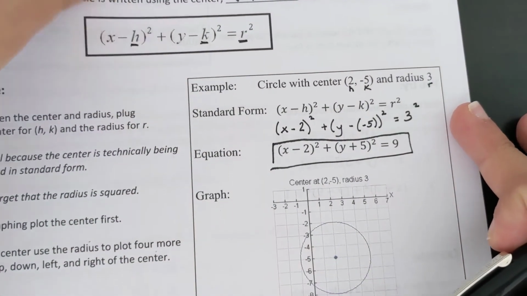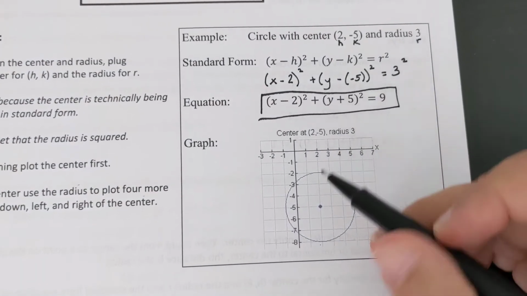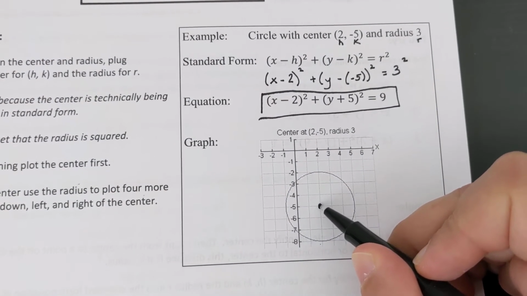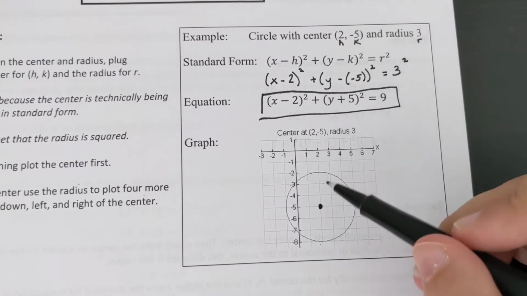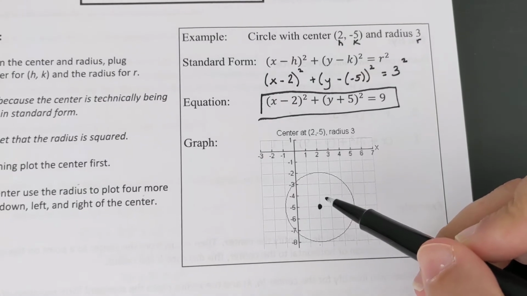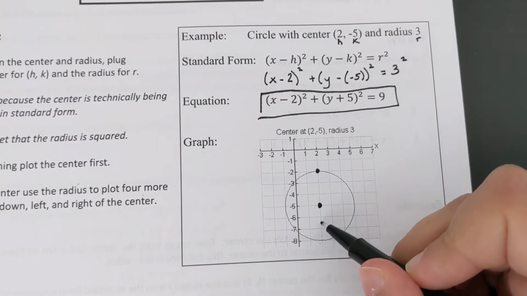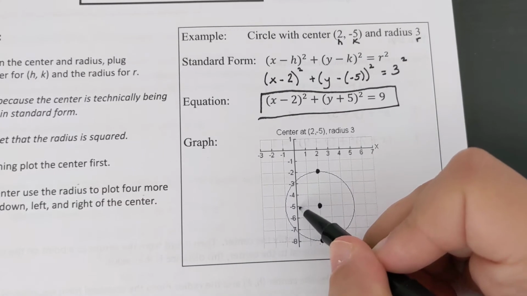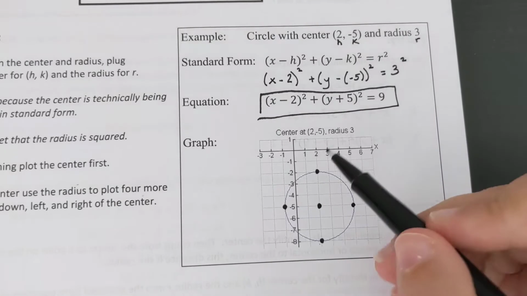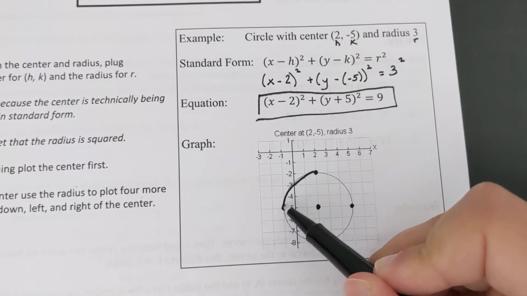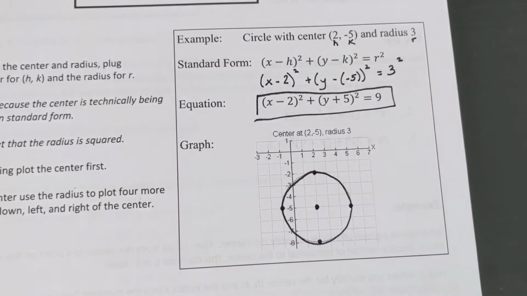So when I go to graph this, I would first plot the center, so 2, -5, so I put my point at 2, -5. And since the radius is 3, and remember, radius is the distance from the center to the edge of a circle, I would count 3 up, 3 down, 3 to the left, and 3 to the right of my center, and then carefully draw in the best that I can my circle.